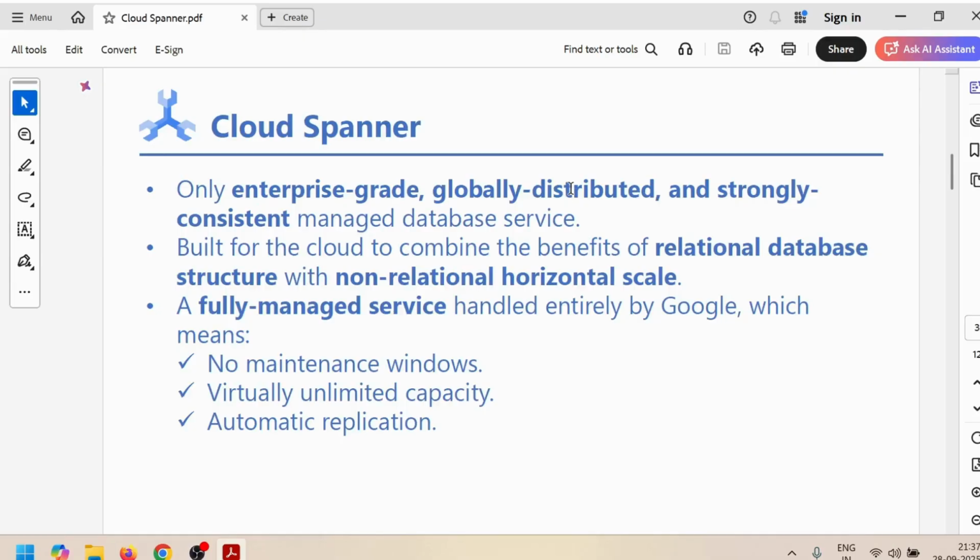Now, what is Cloud Spanner? It is an enterprise-grade, globally distributed and strongly consistent managed database service. So it means it is globally distributed, but it is also strongly consistent. It is built for the cloud to combine the benefits of relational database structure with non-relational horizontal scaling. And as we see, it's a fully managed service handled entirely by Google, which means no maintenance windows, virtually unlimited capacity and automatic replication.